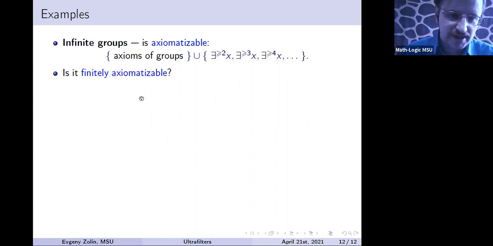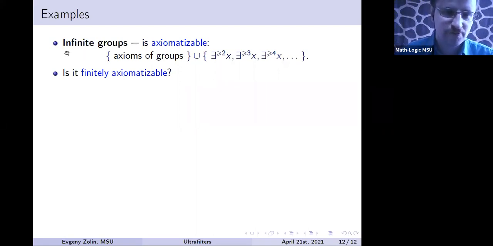The question is, is it finitely axiomatizable? Can we reduce this long list of axioms to finitely many axioms? Again, let us use the criterion, the necessary and sufficient conditions. This class of models, infinite groups, is finitely axiomatizable if and only if this class is axiomatizable and its complement is axiomatizable. Well, this class is axiomatizable, no problem. Let us consider the complement.